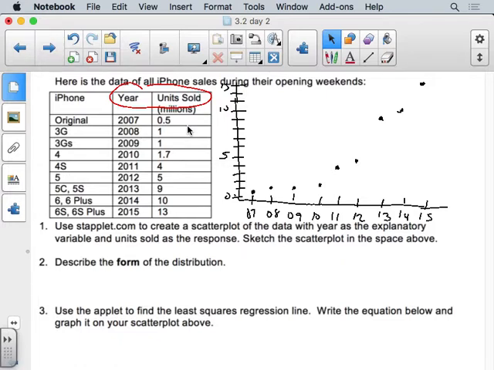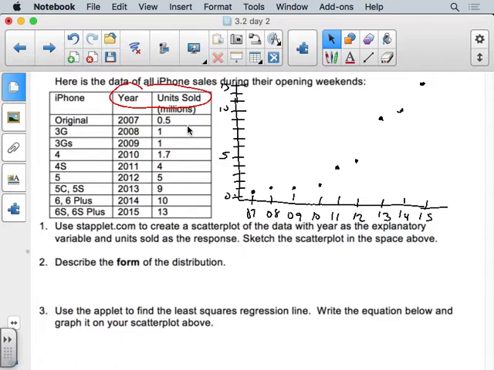Alright, let's talk through this. On number 1, create the scatter plot. Year is the explanatory, and the units sold is the response. Remember, the response is our outcome, and our outcome is how many are being sold each year. That's why it's sold versus year.